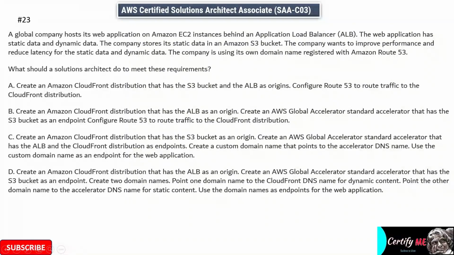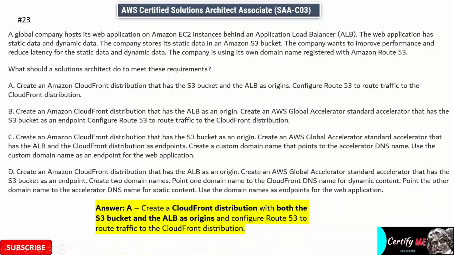The correct answer is option A. Create a CloudFront distribution with both the S3 bucket and the ALB as origins and configure Route 53 to route traffic to the CloudFront distribution.